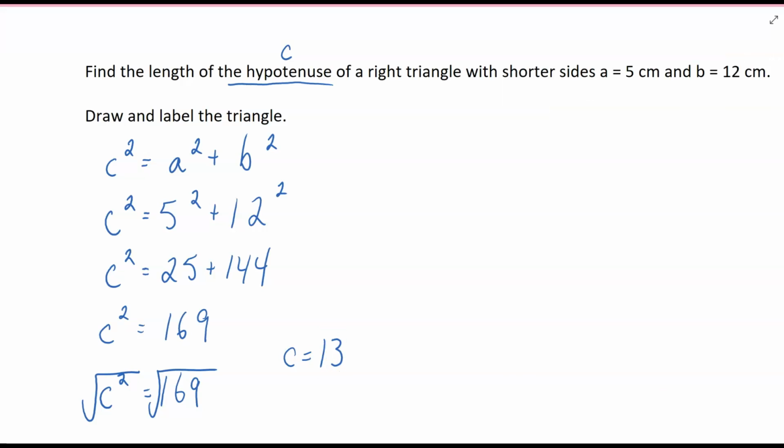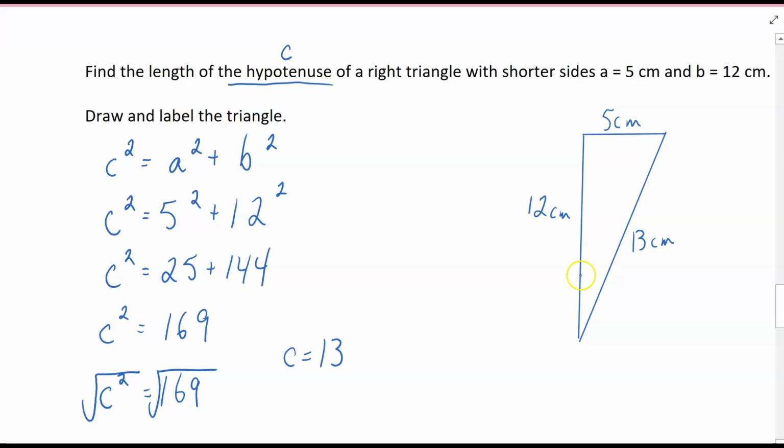So I will draw my triangle. 5 centimeters, 12 centimeters, and 13 centimeters. This is 5 centimeters, 12 centimeters, 13 centimeters. Maybe I could have drawn this one a bit longer, but that's the idea. I'm trying to get it a little bit to scale. That may be 5 there. Oh, maybe it's close. Okay.